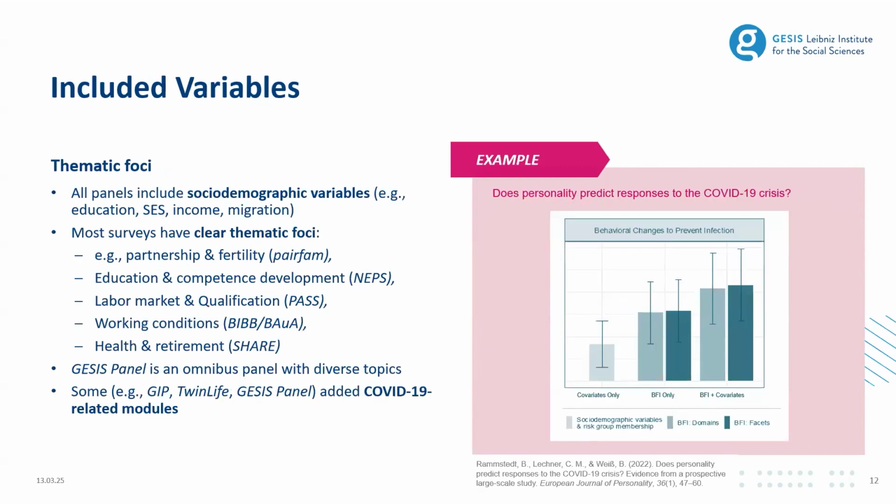As mentioned earlier, all studies include a huge set of different variables. In our documentation, we describe the thematic foci of the studies next to the socio-demographic variables that are included in all these surveys. Most of them have clear thematic foci. And this allows to investigate subgroup comparisons. It allows to do correlational analysis with these content variables and the Big Five.